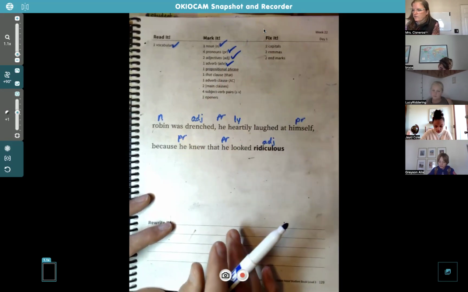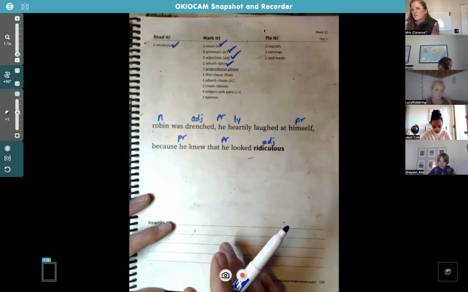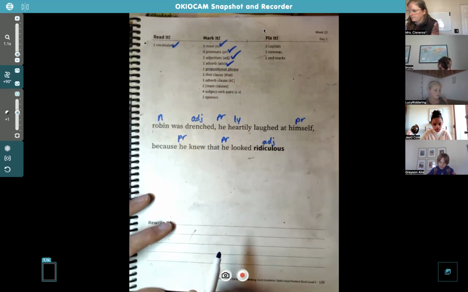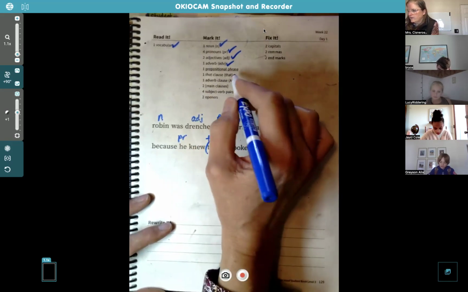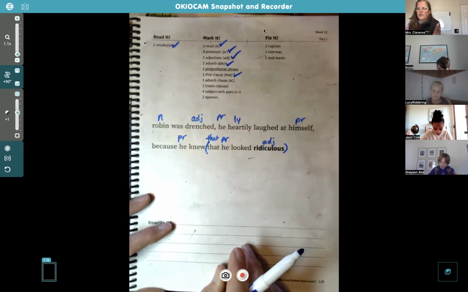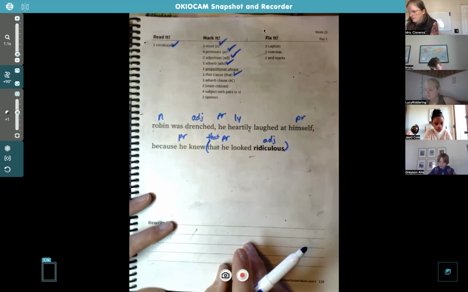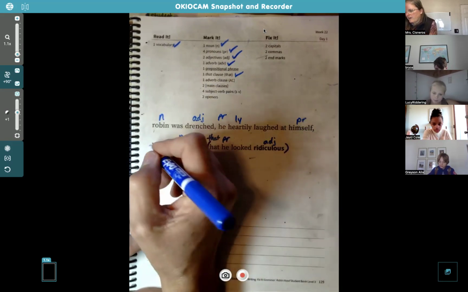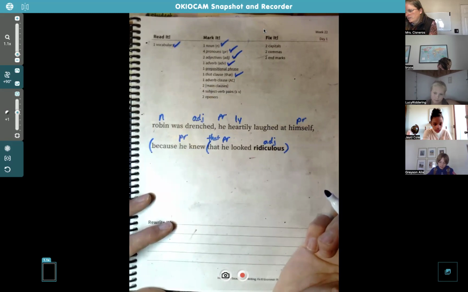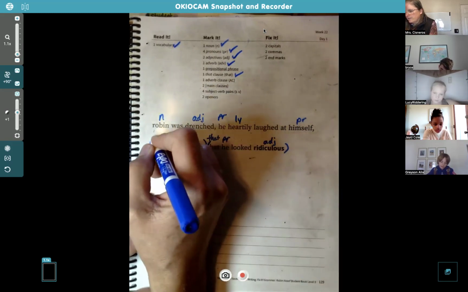And then I'm going to skip prepositional phrases for a minute. How about the that clause, Lucy? It starts with that. And where does it end? He looked ridiculous. Good. That he looked ridiculous. We're going to write that on top of it. The adverb clause, that's the Asia word, JC. Because. Yes, because, and then how far does it go? Because he knew. Good. AC.